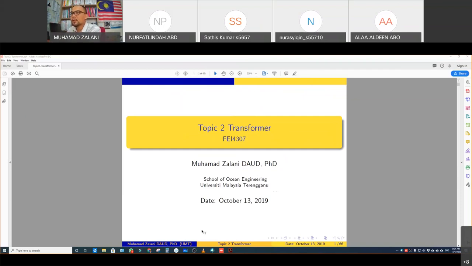Okay, so from now on, we'll be moving on to topic 2, which is transformer. And transformer is also part of the machines, because transformer works based on the action of the magnetic field. All right?